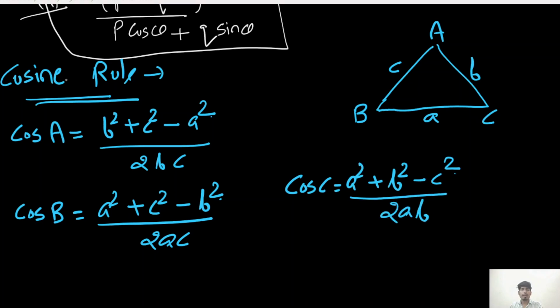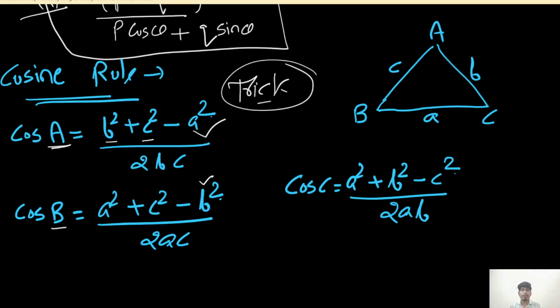How do you remember this formula? Here is a, then only a is minus, then the remaining two sides are squared and added, divided by 2 times the product of those sides. Similarly, b is here, then minus b square, a square plus c square upon 2ac. Okay students, so you can remember by this trick. And this is our cosine rule.